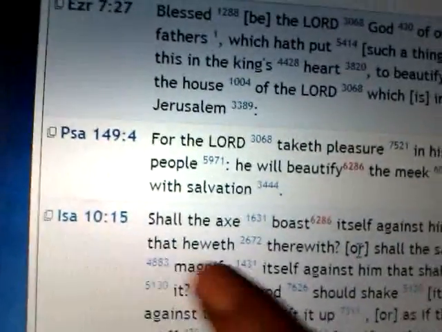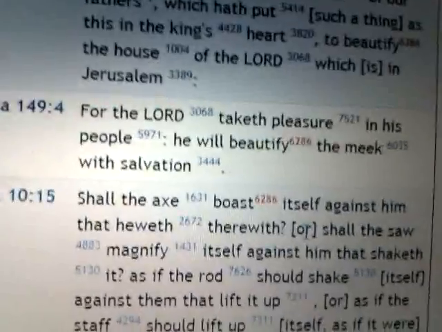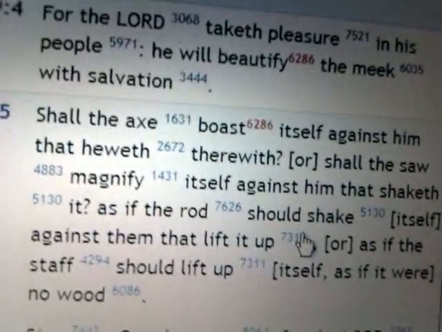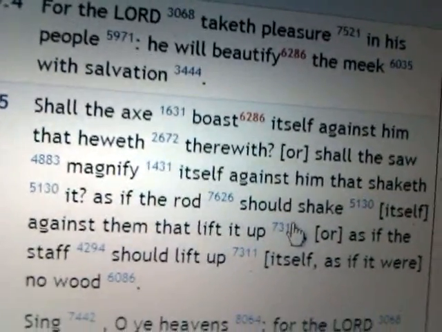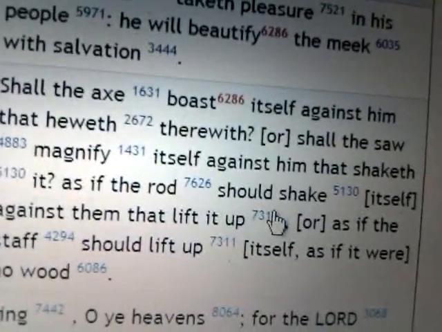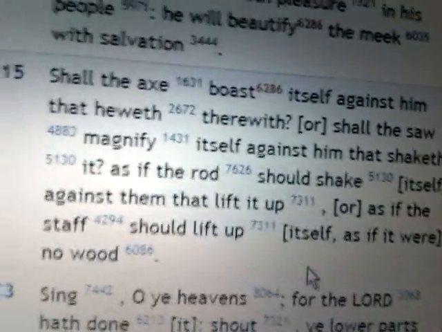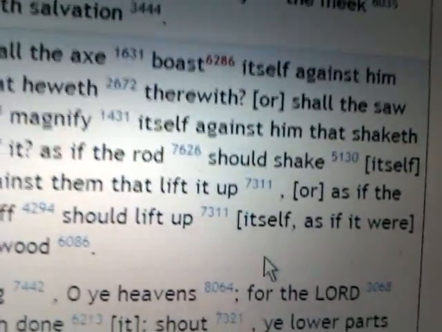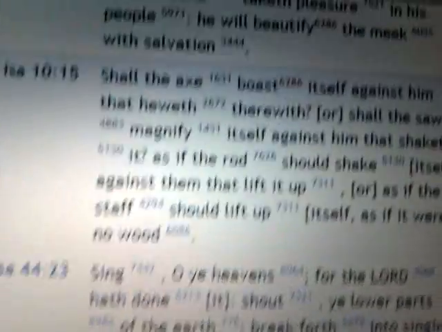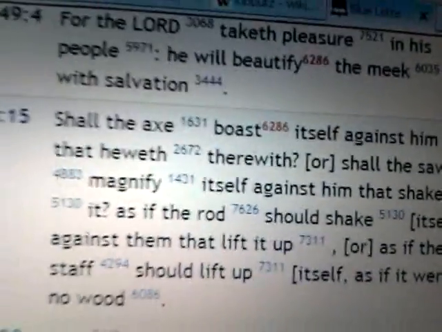You understand? Isaiah 10:15, shall the axe boast itself against him that heweth therewith, good question for careless Ethiopia, or shall the sword magnify itself against him that shaketh it? As if the rod should shake itself against them that lift it up, or as if the staff should lift up itself as it were no wood. This is very interesting. This is a prophetic word right here, and we can see that prophetic word being said in prophecy and spirit.